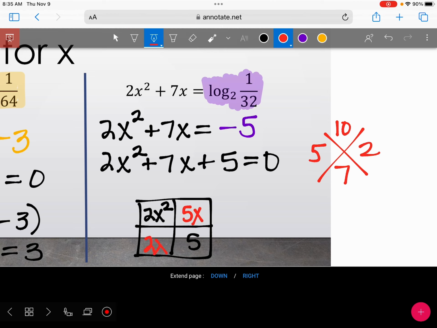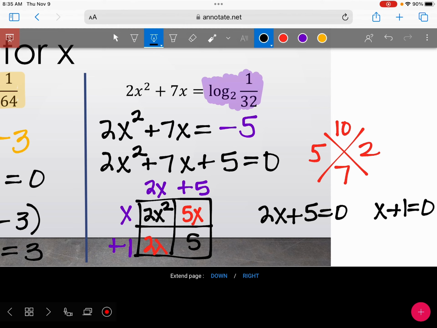Now let's go ahead and finish factoring this out. So we have an x plus 1 and a 2x plus 5. Set them both equal to 0. 2x plus 5 equals 0. X plus 1 equals 0. So your solutions would be negative 5 over 2, and a negative 1.